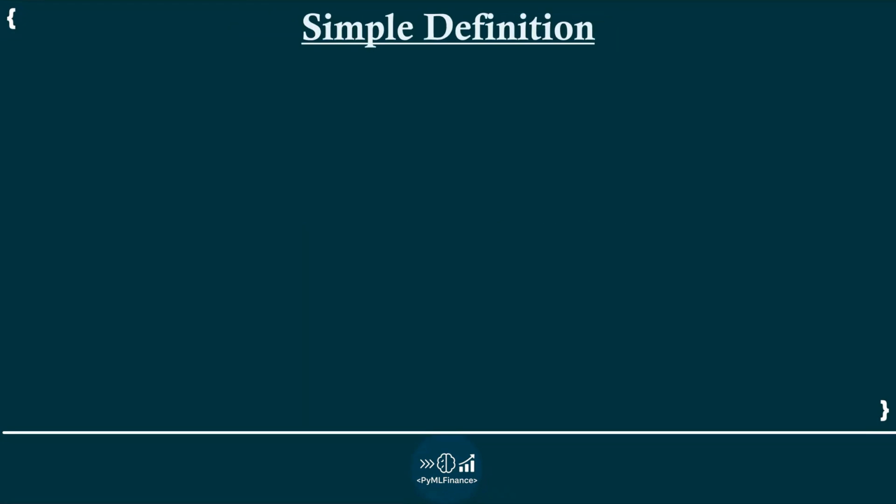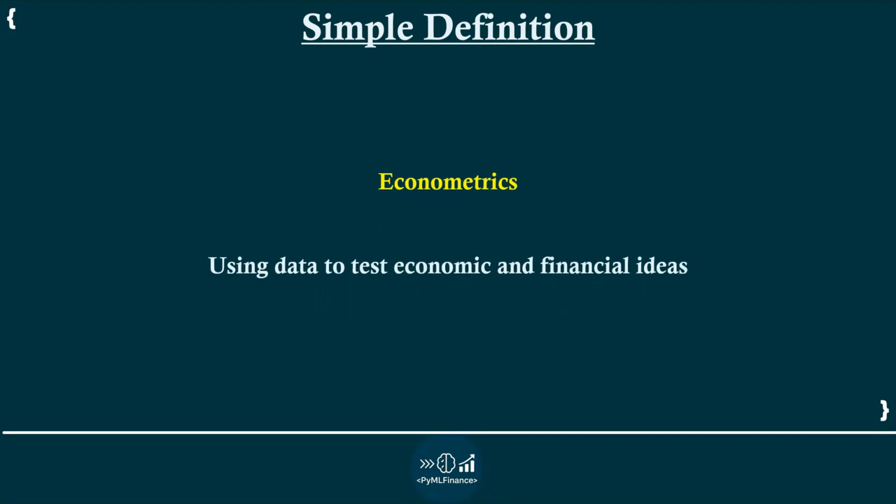A simple way to define econometrics is this. Econometrics uses data to test economic and financial ideas. It allows us to examine whether relationships suggested by theory actually appear in real-world data or not.